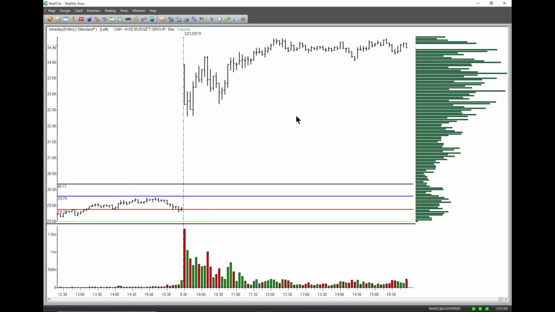I had a question about one of them. This was in Avis, ticker symbol CAR. Somebody wanted to know, how did I establish the exits for that trade and what exactly were the criteria that I put in place? So let's have a quick look and I will show you just what I was looking for. Here is a chart of Avis Budget Group.